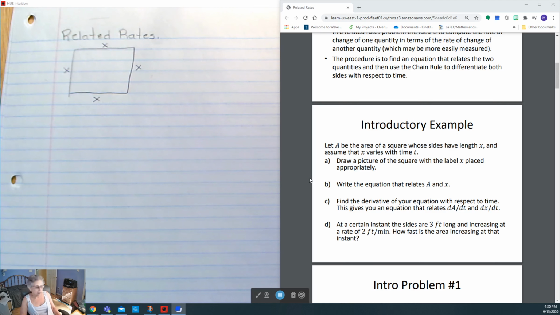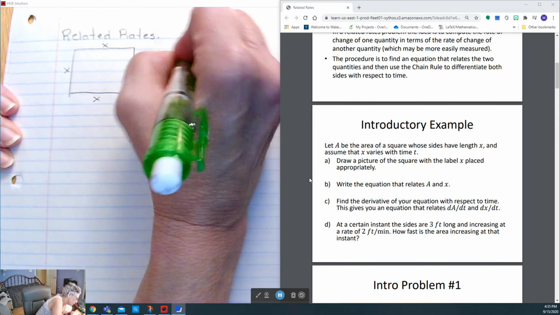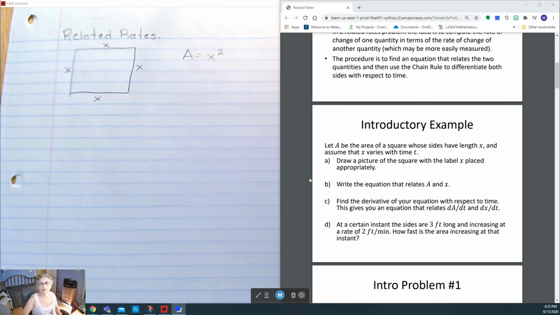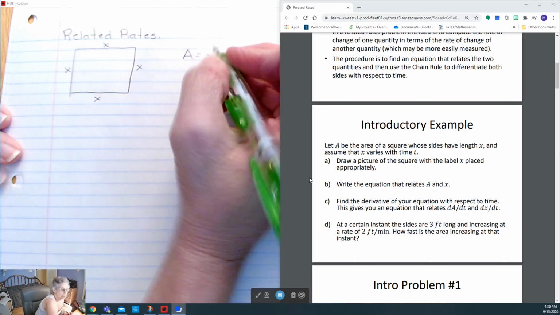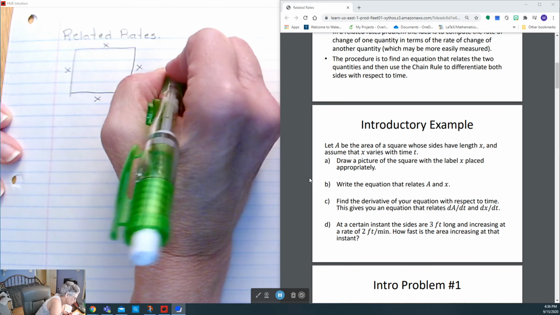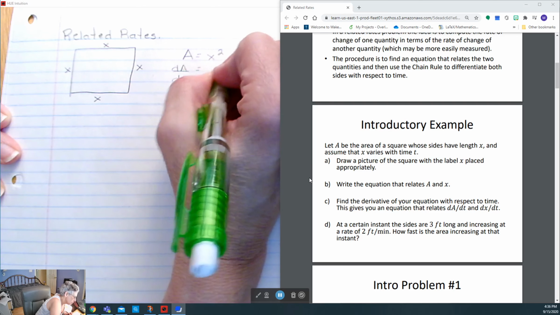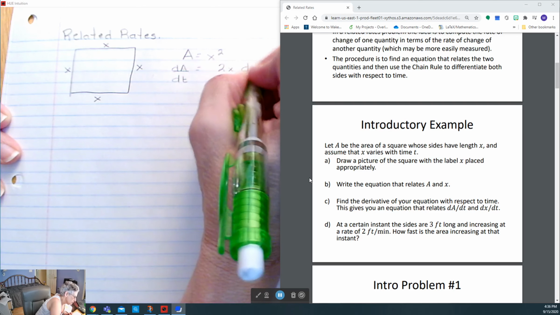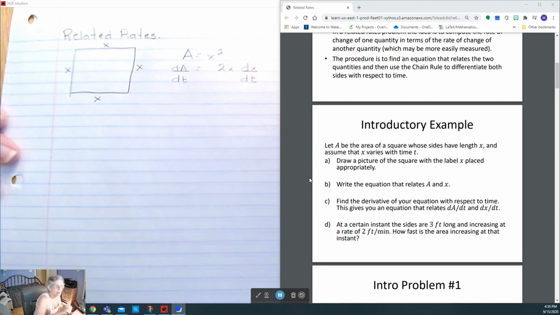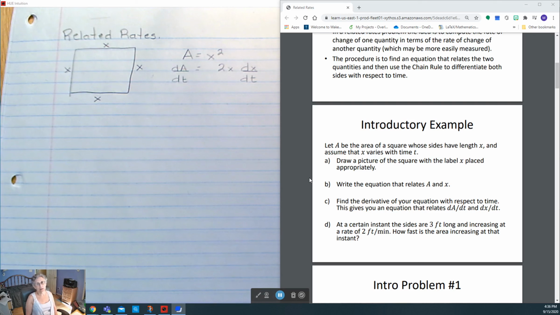Write an equation that relates A and x. Area is x squared. Find the derivative of your equation with respect to time. It gives you an equation that relates the derivative of area with the derivative of the length of a side. So, chain rule and implicit differentiation at work here. The derivative of A with respect to time is equal to 2x times the derivative of x with respect to time.